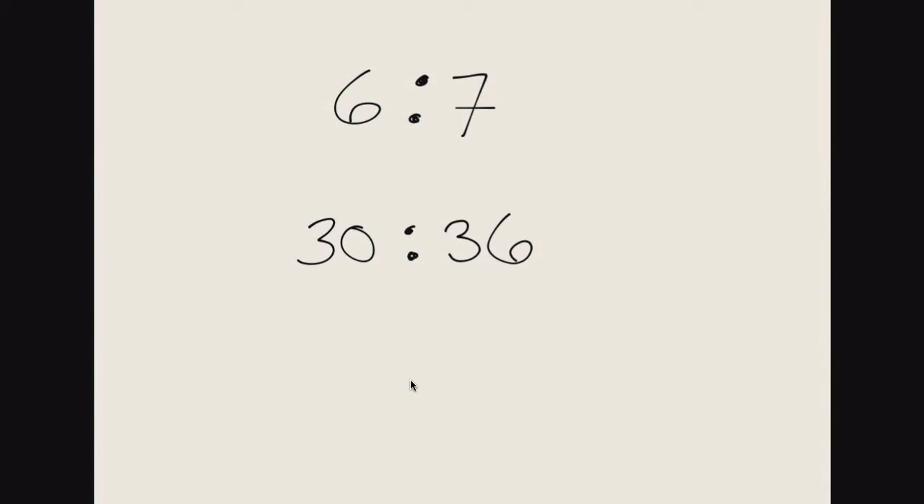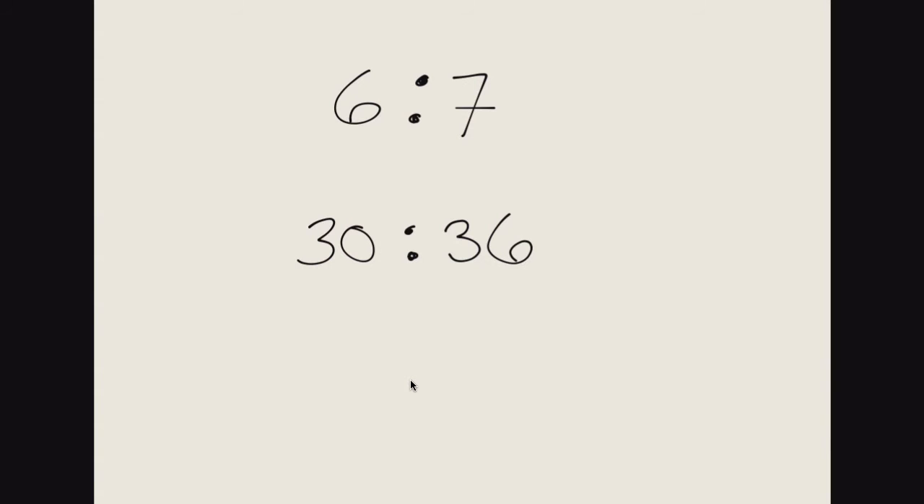So I want to take a look at a problem in your homework. Let's look at number 24. This is actually part of your assignment, so if you want to write it down right now, that would be ideal. Number 24 says tell whether the ratios are equivalent or not equivalent. So we have 2 options. They're either equivalent or they're not equivalent. Here are the ratios. 6 to 7 and 30 to 36.